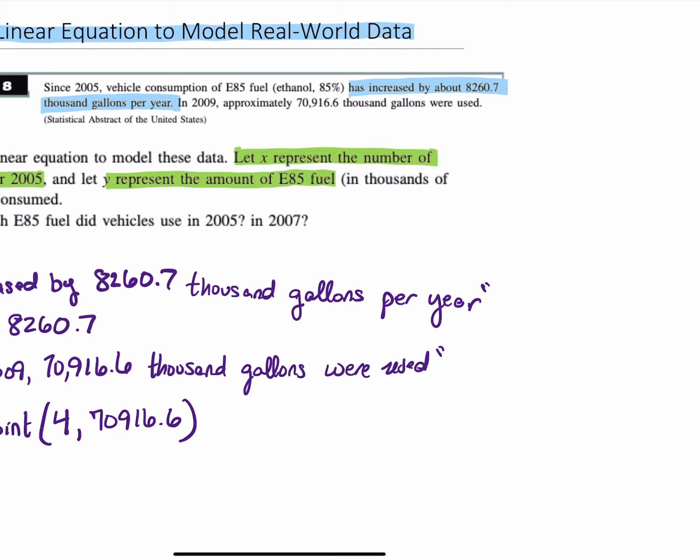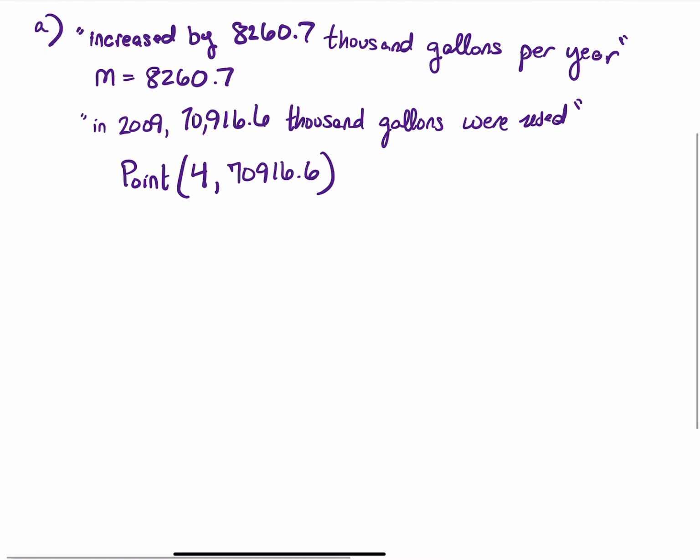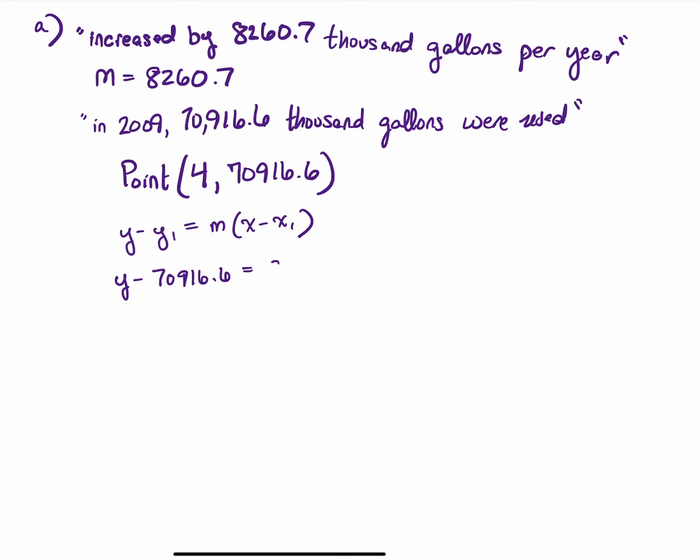So let's do that. Remember, point slope is y minus y1 equals m times x minus x1. So let's plug in our values. y1 is this large number, 70916.6. m is 8260.7. And x1 is 4. So let's put it into slope-intercept form. It's usually very useful. So first, let's distribute this large number through to both terms.